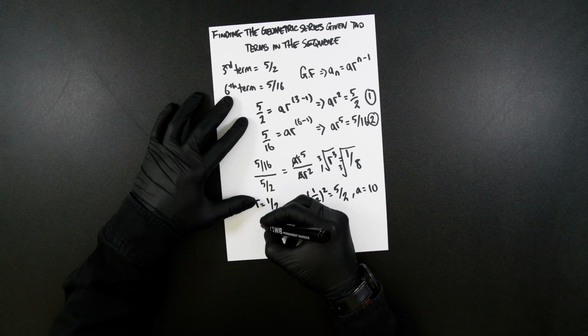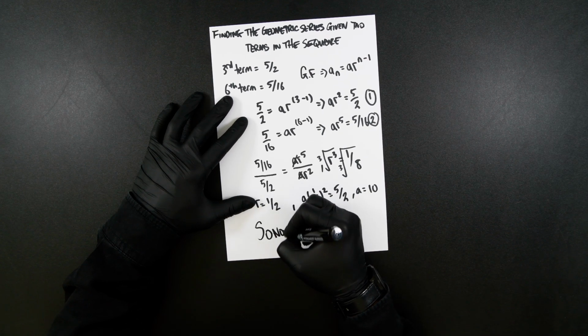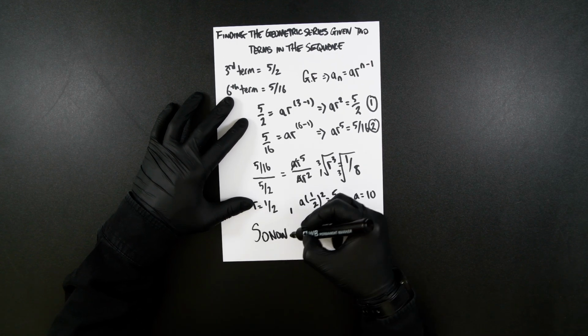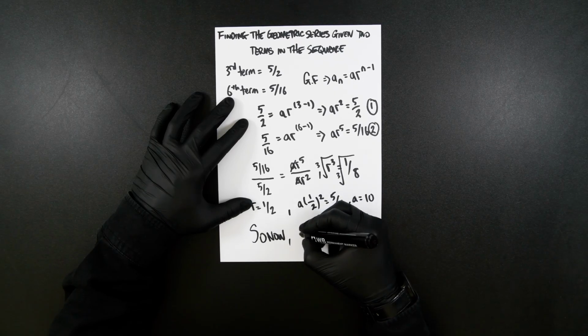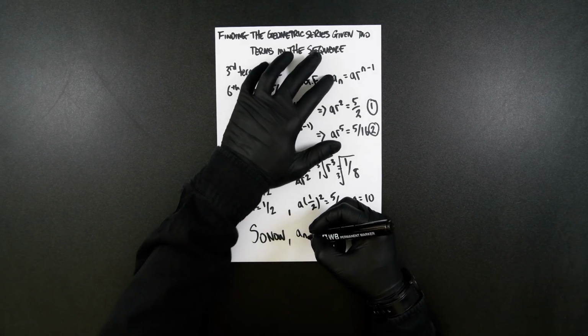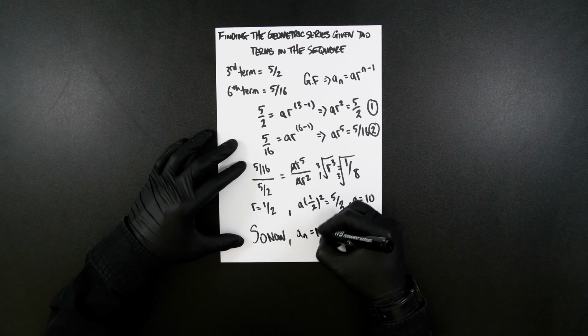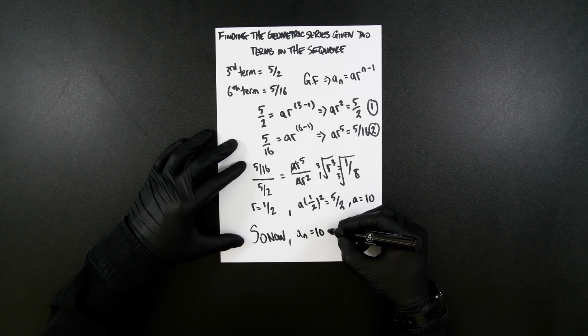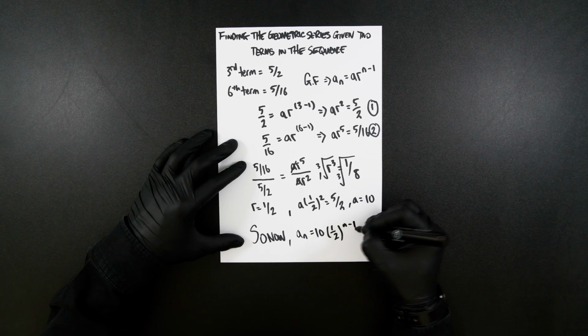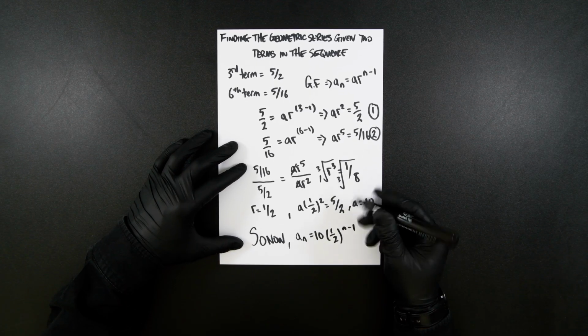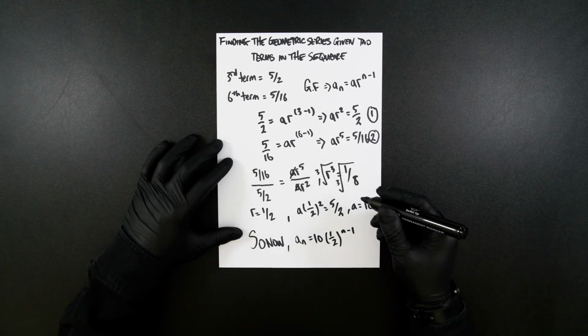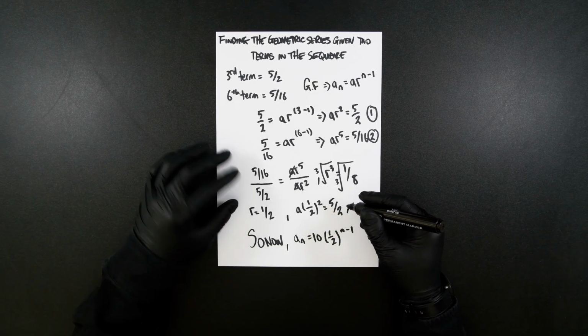So now, in case you didn't hear me say it, I've now written it down. You're going to get a_n, we're going to take the general formula and plug in. We've got 10, and we have a half to the n minus 1. So we've got our general formula. Bada bing, bada boom. Any term position you want to find out, you can get the value.